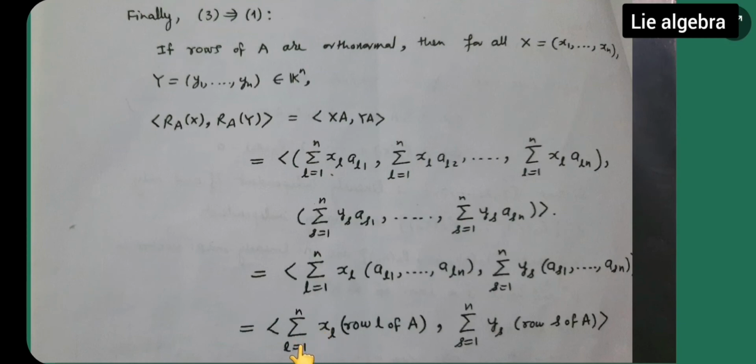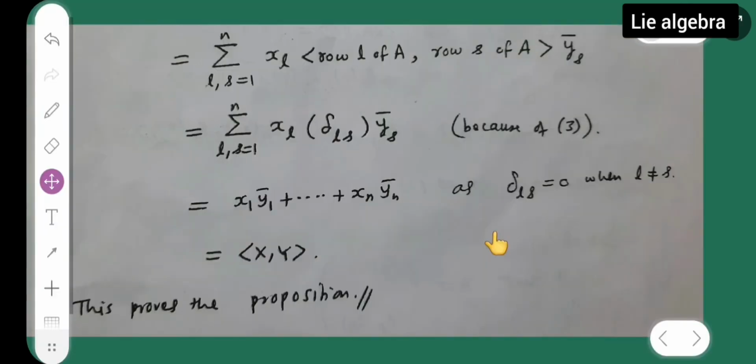summation of L is equal to 1 to n xl. Now this I will write as row L of A, and comma, this summation of s is equal to 1 to n ys, and this I can write as row S of A. Next is summation of L comma S is equal to 1 to n xl row L of A comma row S of A, inner product of this, and xl and ys bar I will take outside from this bracket.